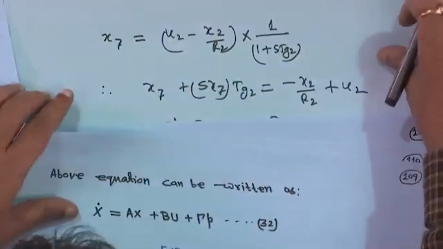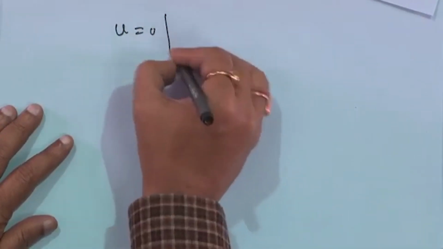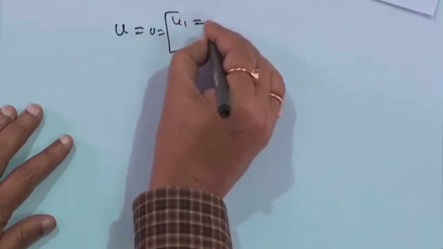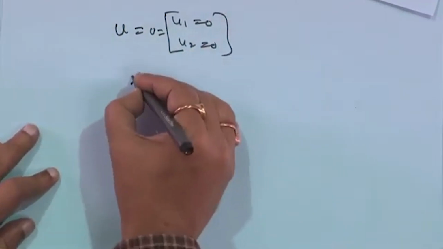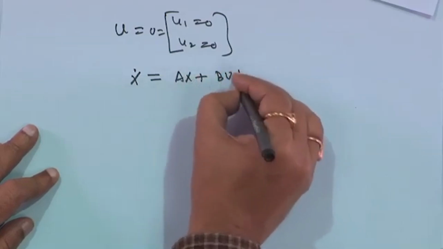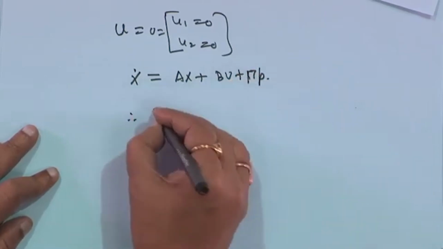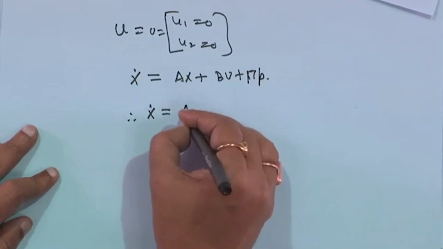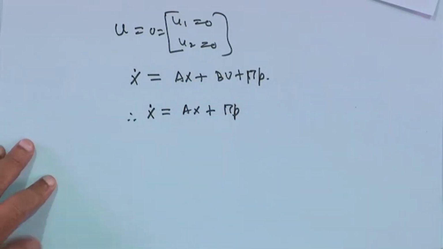Suppose we want this equation x dot is equal to Ax plus Bu plus gamma p, and suppose it is uncontrolled, that means u is 0, that is u1 is equal to 0 and u2 is equal to 0. It is the uncontrolled mode. Therefore, as u is 0, this equation can be written as x dot is equal to Ax plus gamma p, in the uncontrolled mode when u is equal to 0.